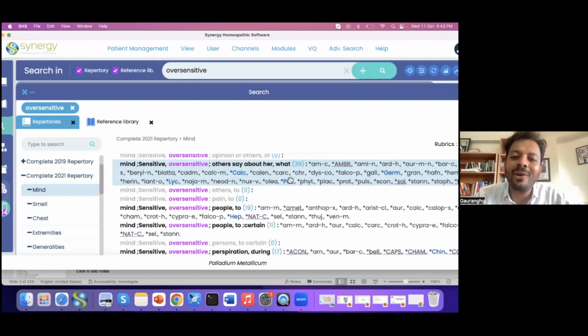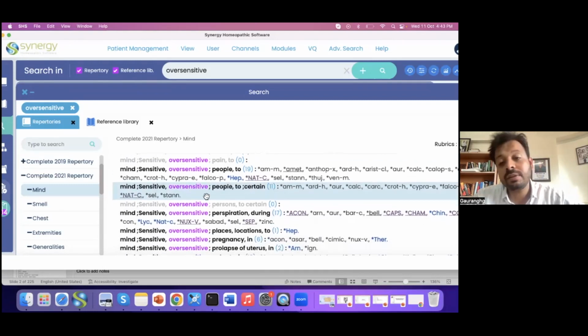Palladium, also sensitive to what others say about them, but more than what they say about them, Palladium is more interested that they should talk something nicely about me. They should say that I'm really good, that I look really good, that I talk really good, that my work is really good. I want to find a way by which they should appreciate me, flatter me. This is typical for Palladium.